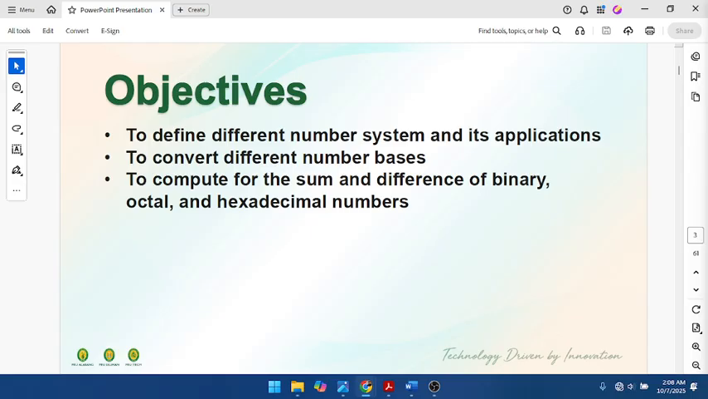And the third and last is you will be able to learn and compute the sum and difference in binary, octal and hexadecimal numbers. Again, this will help us solidify our understanding by performing fundamental arithmetic directly within these systems.